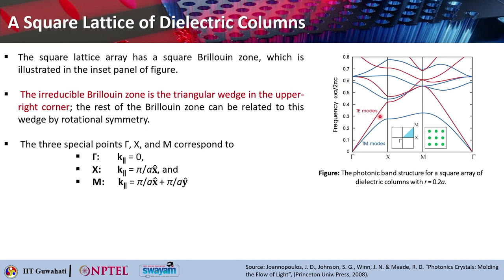However, for TE modes, you consider the red lines. This is the fundamental one, n equals 1 TE mode, and this one is n equals 2 TE mode, and you see that there is no gap between these two. The only gap is here, but this gap does not exist for all the values of k. It means TE mode does not show a band gap in this particular structure.